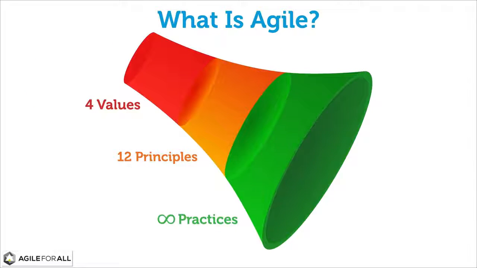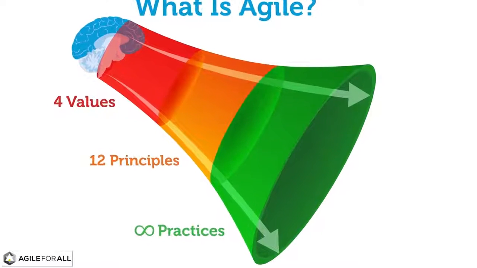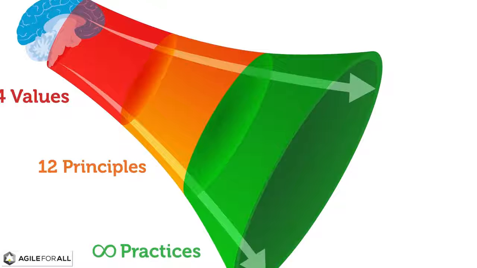Let's now return to the funnel illustration. By now, it is becoming clear that Agile is really a way of thinking about how we do work. Agile is often described as a mindset, and that mindset is described by the values and principles. We call the end of the funnel practices. These are the concrete things that Agile individuals, teams, and organizations do.